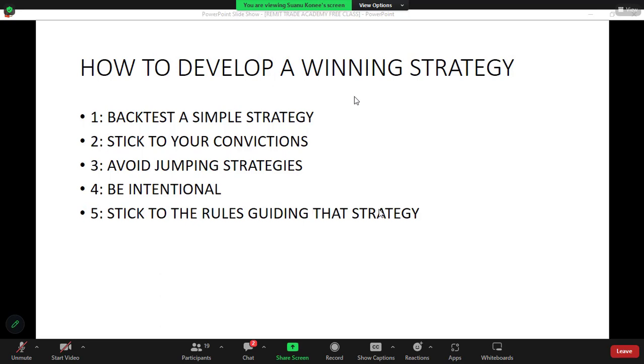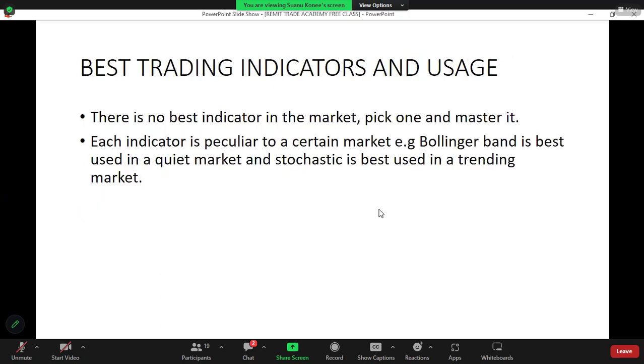So backtest a simple strategy. Don't go for a hard strategy. Stick to your convictions. Don't be a strategy prostitute, right? Be intentional, then stick to the rules guiding that particular strategy. Do you understand? And then we have the last subtopic, which is best trading indicator and usage.